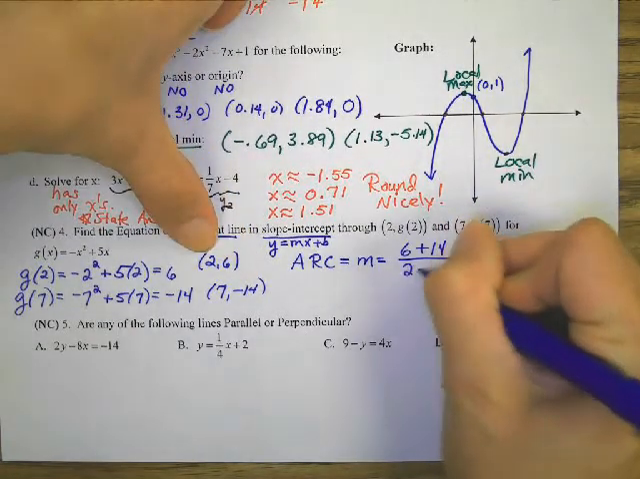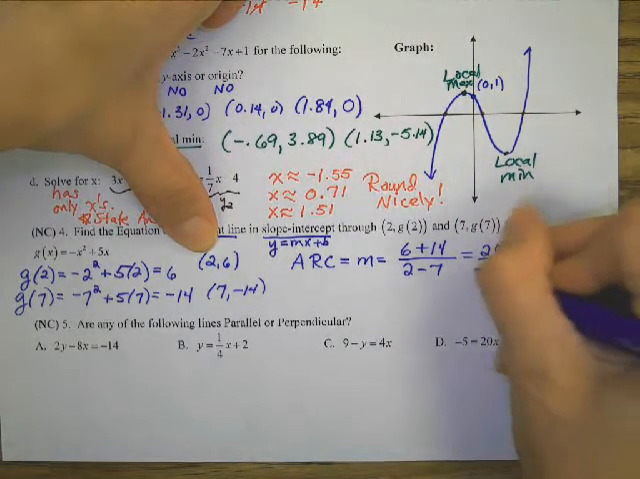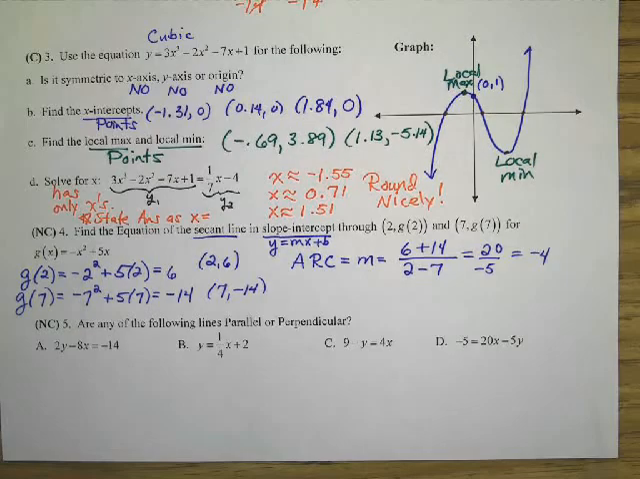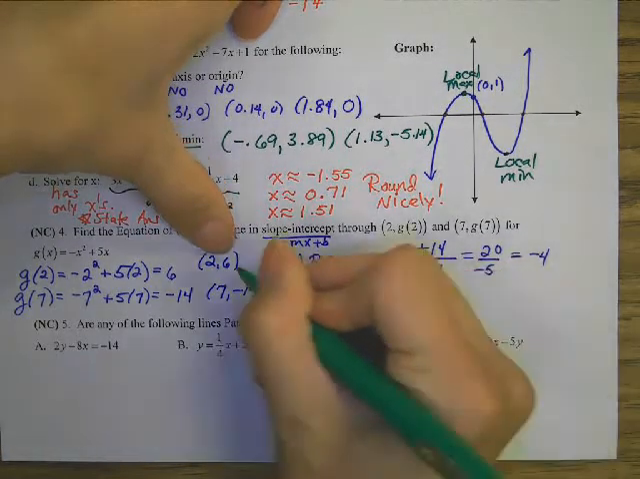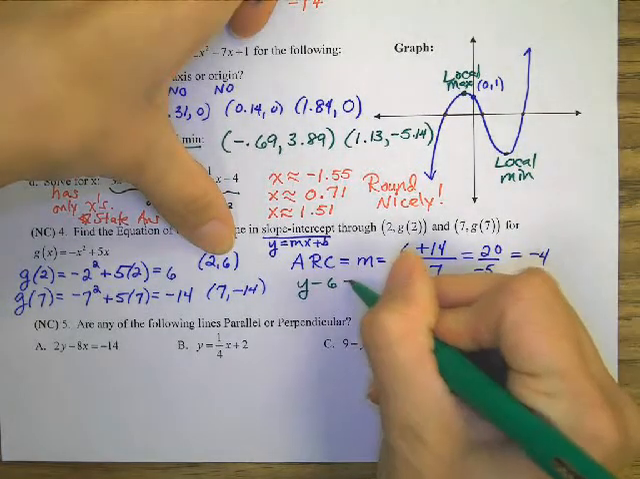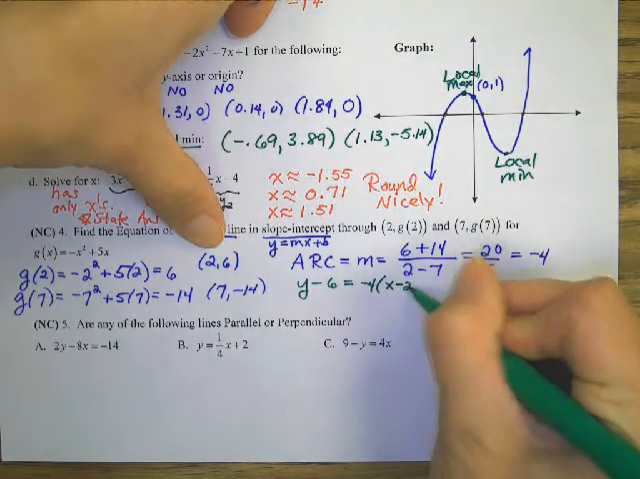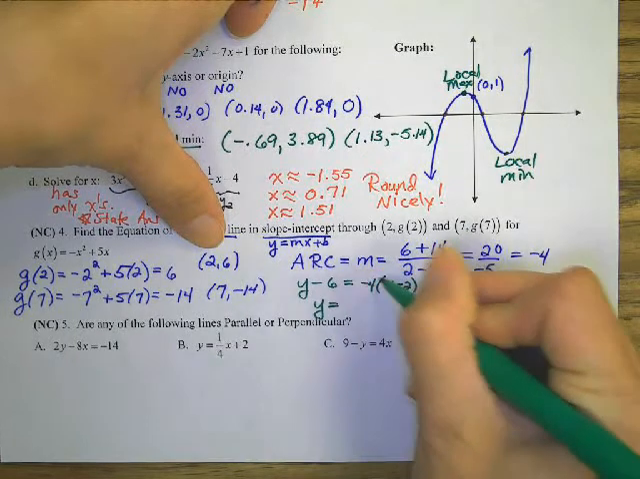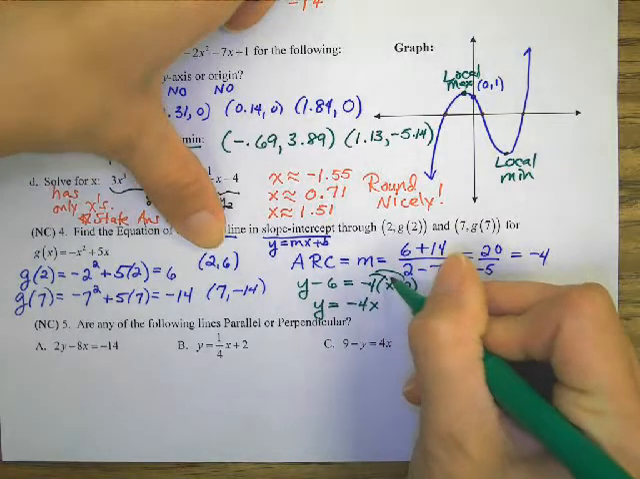I think that point-slope form is a little easier to work with, so I'm going to do that. y minus 6 equals m, which is negative 4, times x minus 2. y equals, distribute, negative 4x plus 8 plus 6 is plus 14. Okay. I rearrange and distribute, because it said slope-intercept form. If it doesn't say on the test, you can give me either form you want.